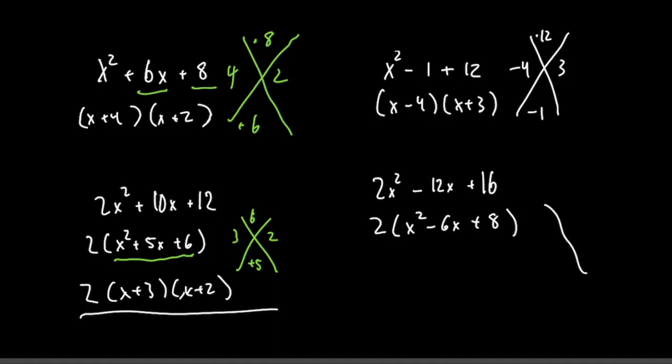So let's set up our chart. We need to find values that multiply to 8 and add to negative 6, right? 2 terms that do that are negative 4 and negative 2, right? Negative 4 plus negative 2 is negative 6, and negative 4 multiplied by negative 2 is 8. So what we'll have is 2 times x minus 4 and x minus 2, right?